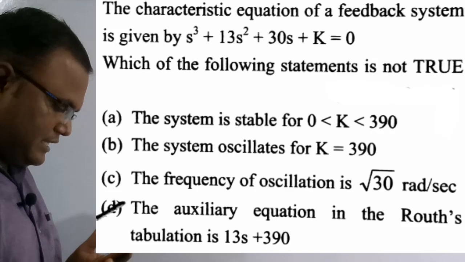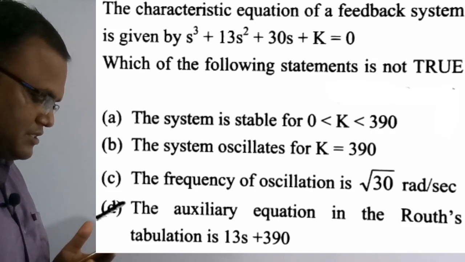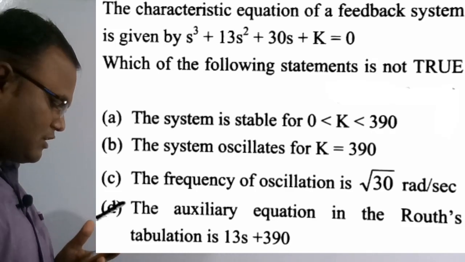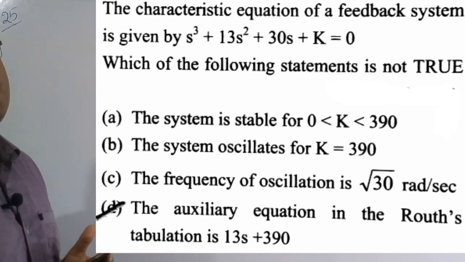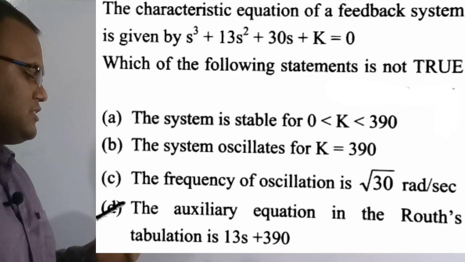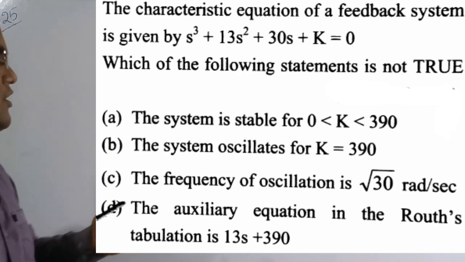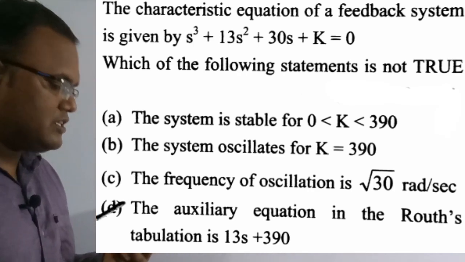See the question here. The characteristic equation of a feedback system is given by s cube plus 13s square plus 30s plus K is equal to 0, and which of the following statements is not true. So basically they have given a characteristic equation, and there are 4 options. Out of them, which is not true.